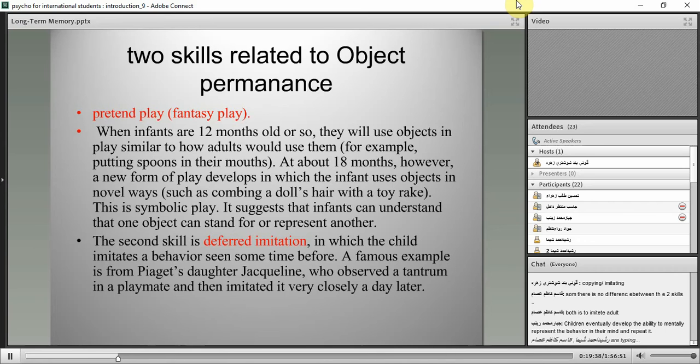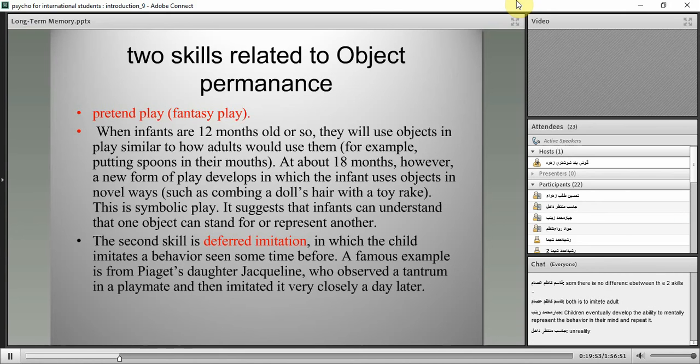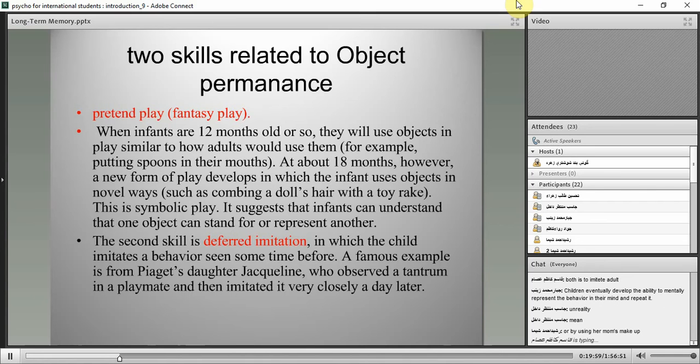A famous example is from Piaget's daughter Jacqueline, who observed a tantrum in a playmate and then imitated it very closely a day later. Do you know tantrum, all right? Tantrum? The word tantrum. Yes, as I told you. Okay, baby girl.